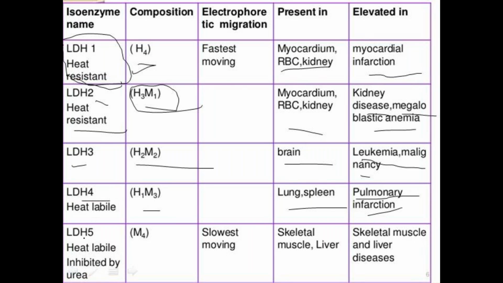Okay, and next LDH5. It is a heat labile one, and it is mainly inhibited by urea, and it occurs in the form of muscle M4. It is the slowest moving one, and mainly present in skeletal muscles and liver. That means it is a marker for skeletal diseases and liver diseases. Okay, and this is all about lactate dehydrogenase.